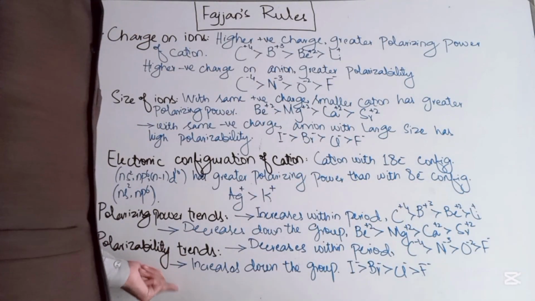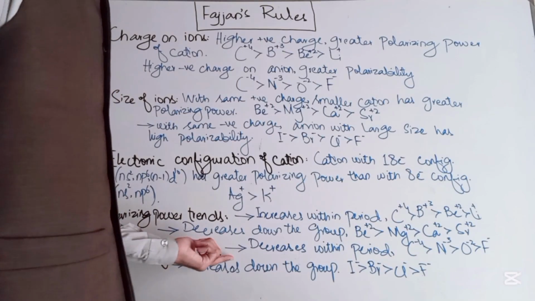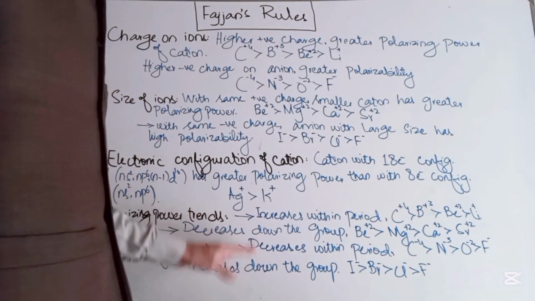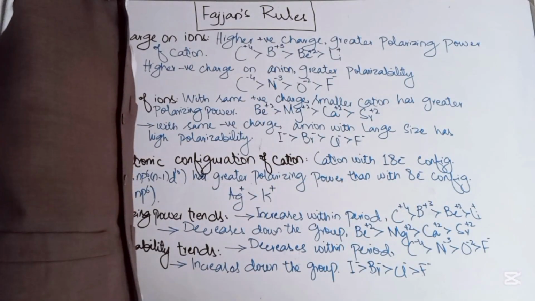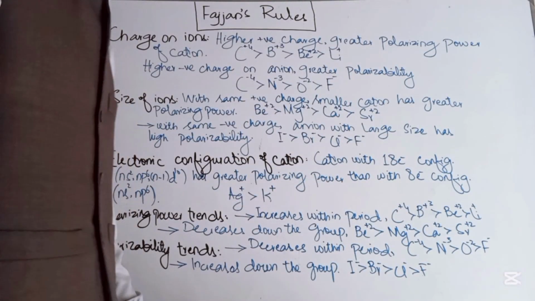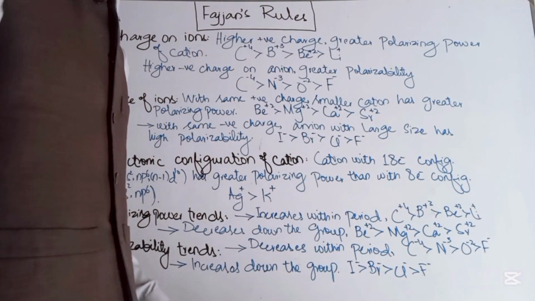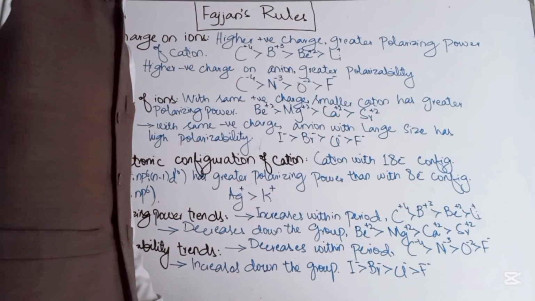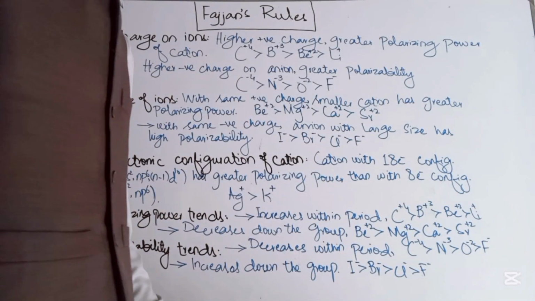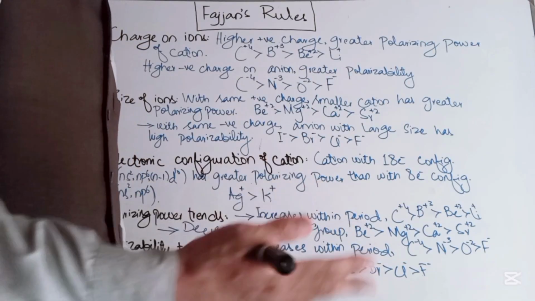Next we talk about the polarizability trends. Polarizability decreases within a period. From left to right, polarizability decreases because from left to right the size of anions is decreasing, and at the same time the negative charge is also decreasing from left to right.